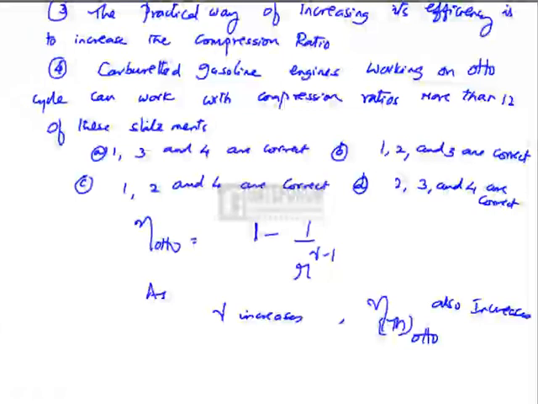The practical way of increasing its efficiency is to increase the compression ratio. As r increases, that is the compression ratio increases, thermal efficiency of Otto cycle increases. That is also correct. 1, 2, 3, all the three are correct. But coming to the fourth statement, carbureted gasoline engines working on Otto cycle would never work with a compression ratio more than 12. So the fourth is wrong. So the answer is 1, 2, 3 are correct.